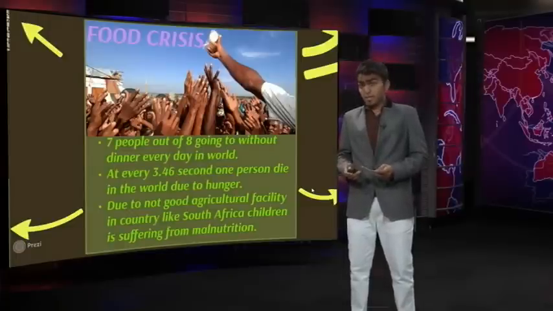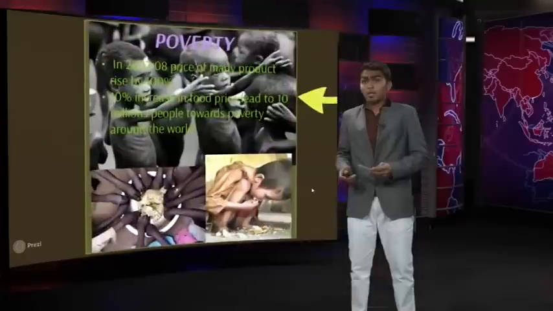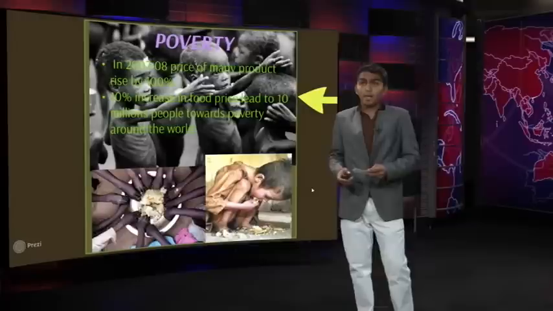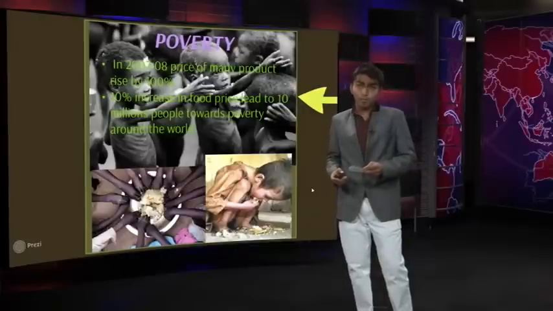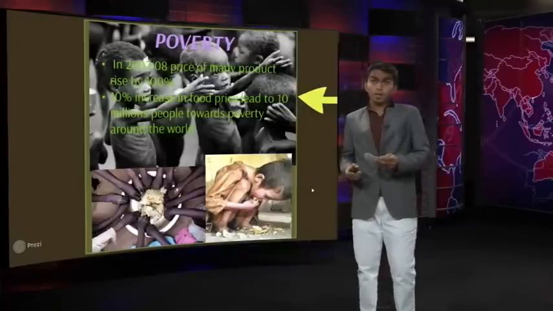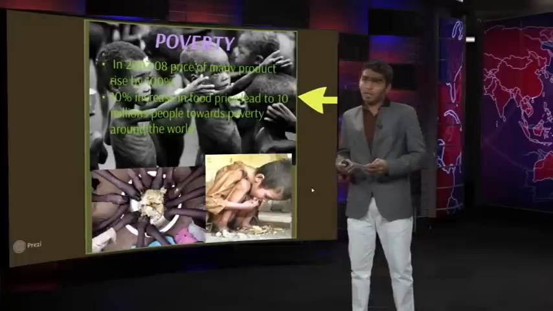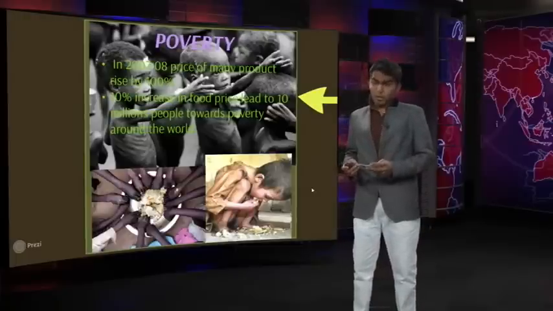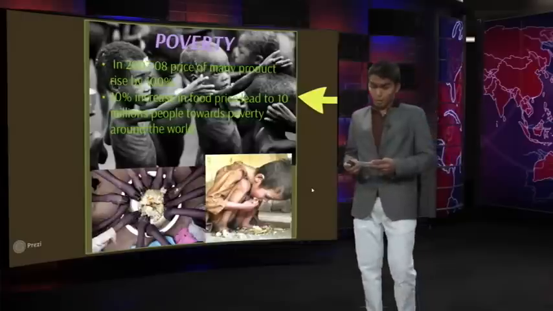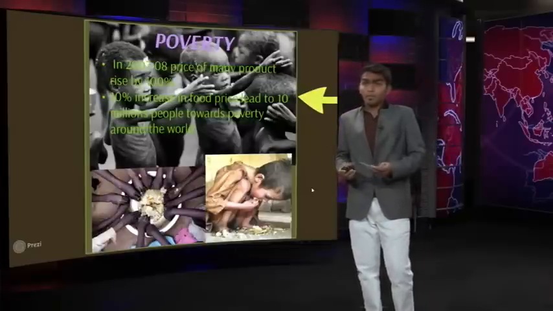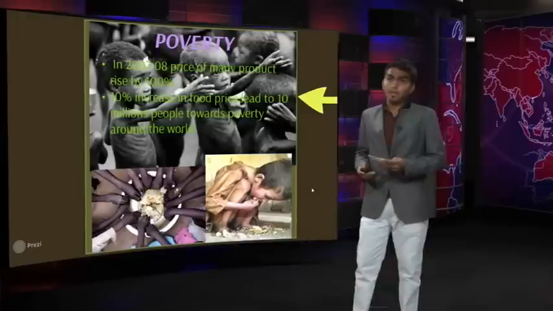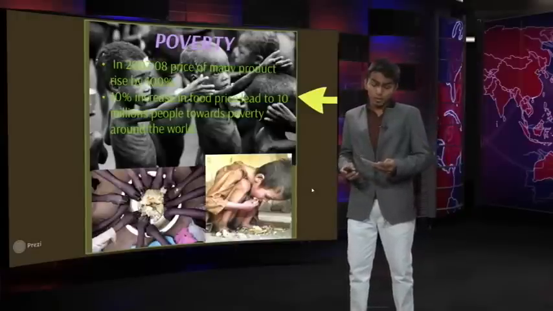The first major reason for a food crisis is poverty. In 2007 and 2008, the price of many products like rice, cereal, and wheat rose by 100%. A person who is not able to spend money on basic needs like food and clothes is known as poor. If the price of many products increases by 10%, it pushes 10 million people towards poverty around the world.